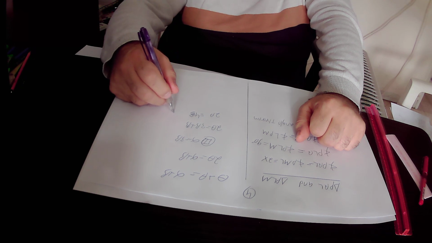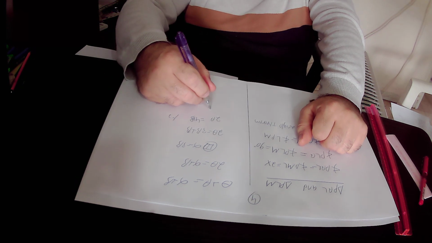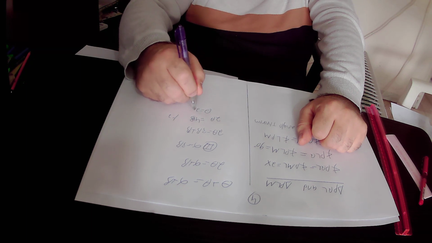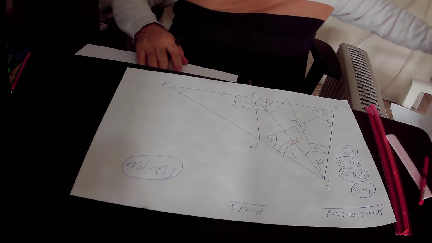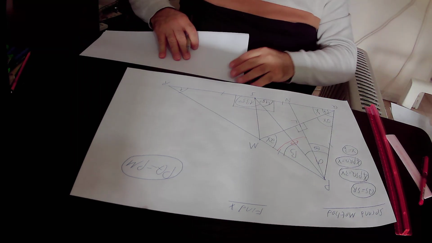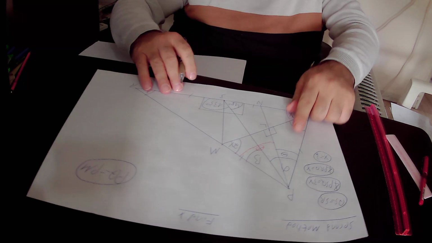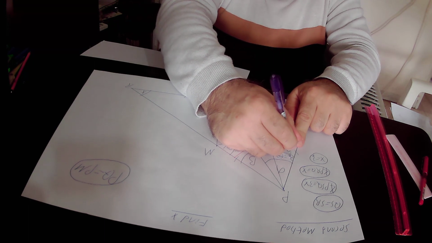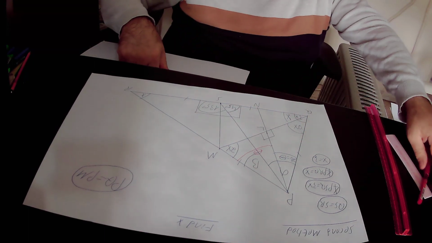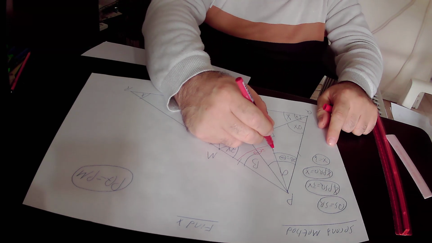We will divide this equation by 2, and we get that theta equals 2 beta. So we found out that theta equals 2 beta. Theta equals 2 beta, so we can write here that theta equals 2 beta, and also here we can write down that theta equals 2 beta.